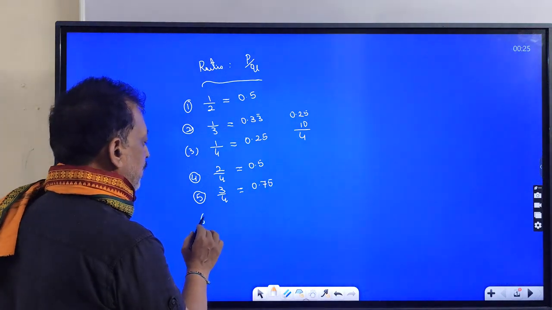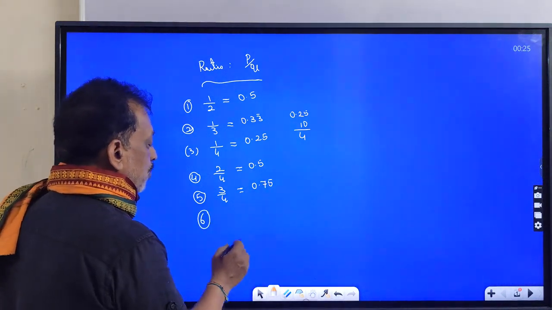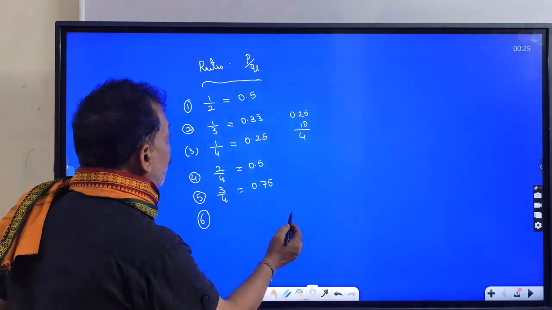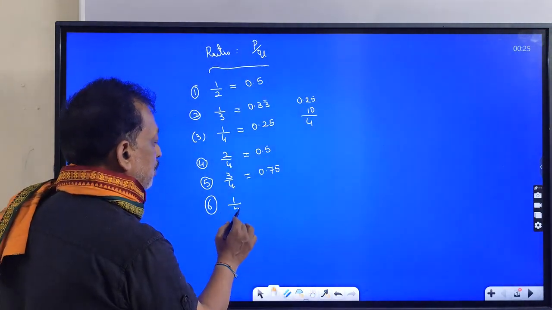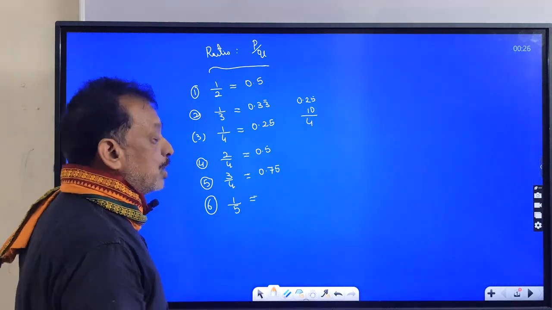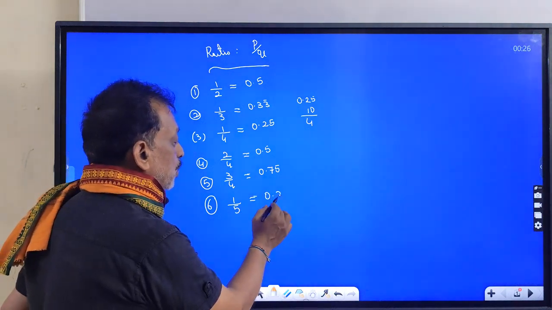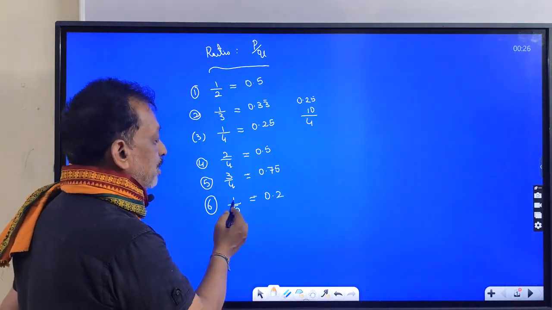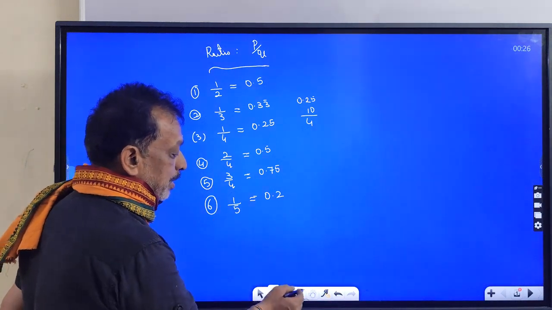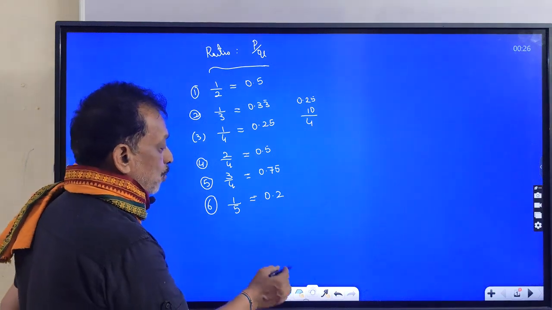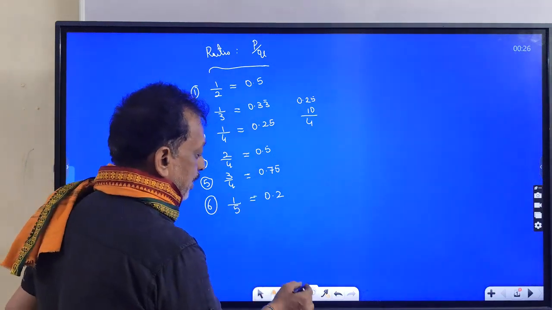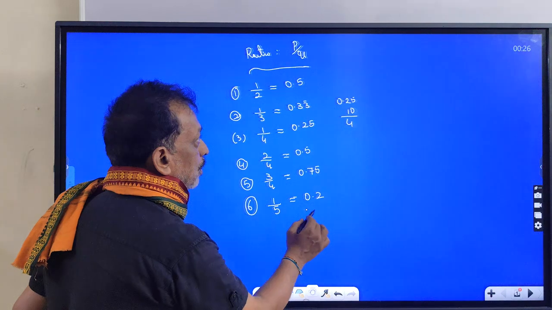0.75. The sixth one is 1 by 5. 1 by 5 is equal to 0.2. Okay? So how did you get it? It would go 0 decimal 10 like this, but there is no time in solving the problems. So that's why you directly have to do this one. These are useful in calculations.